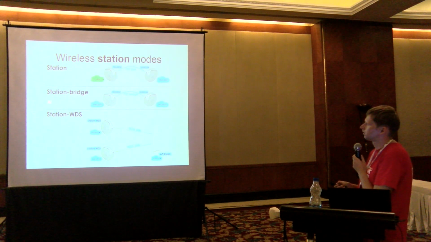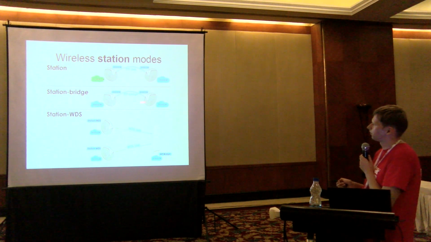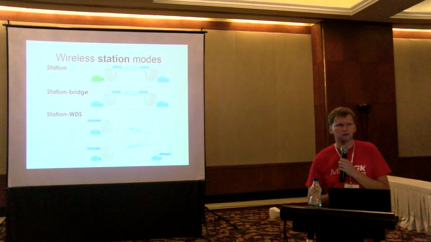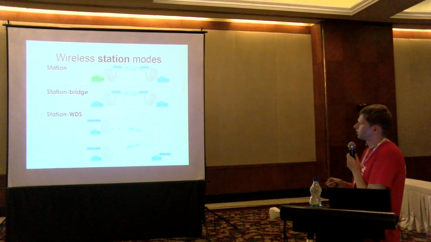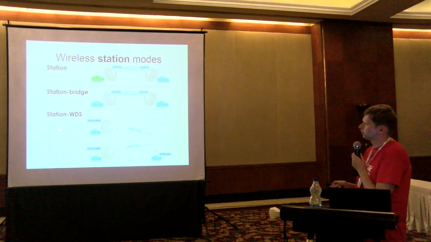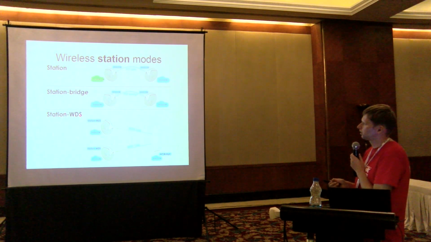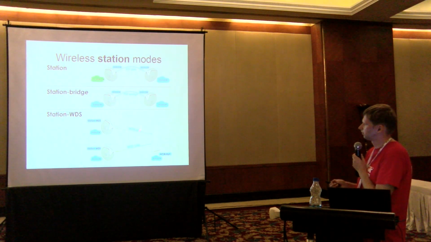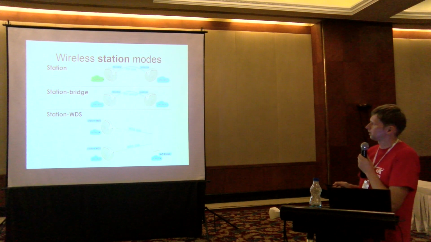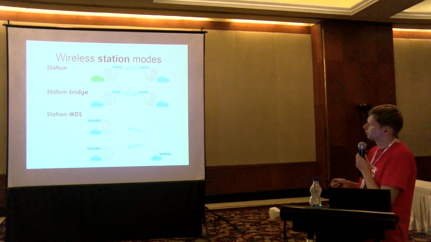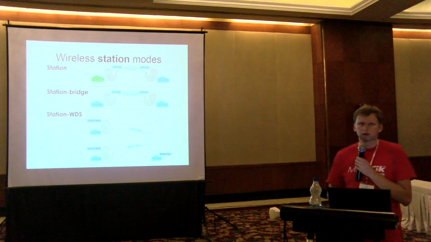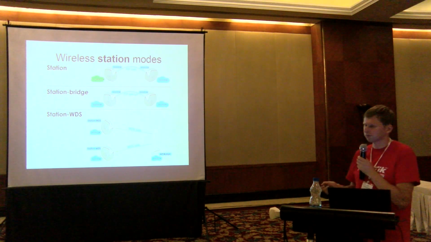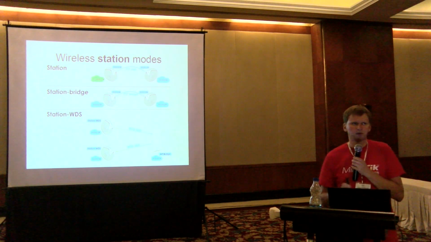Another option, if you want to make a transparent bridge to have the same network on both sides, so connecting two offices maybe together, they want to share the same network, you can use station bridge. Or you can also consider sometimes station WDS, it's the same as station bridge. The only difference is that in addition to station bridge, you need to create WDS interfaces. But for a start, I would recommend using station bridge if you just want to make a pure point-to-point link.